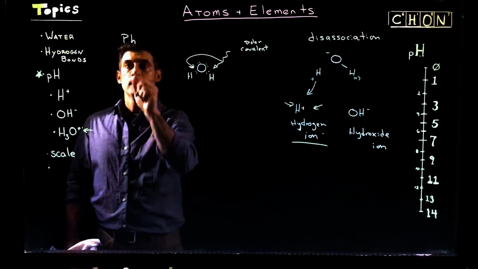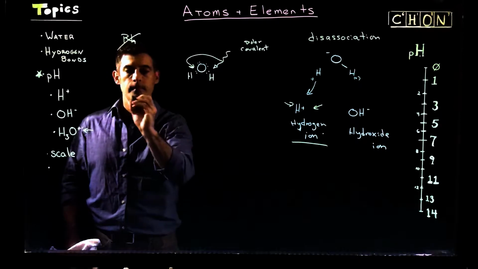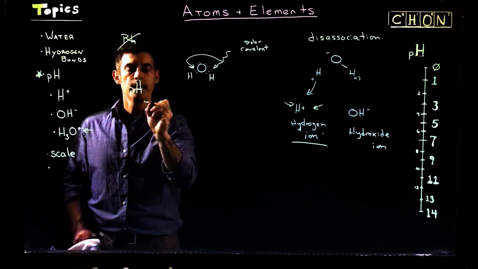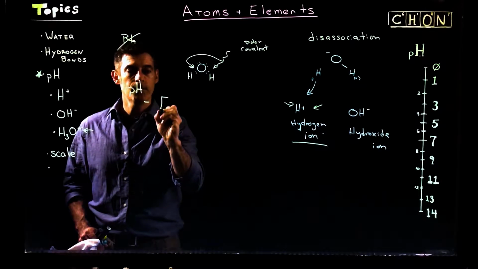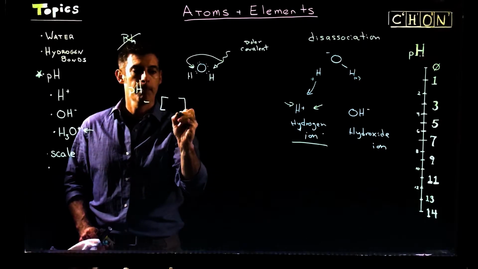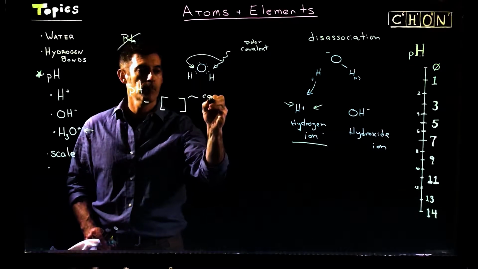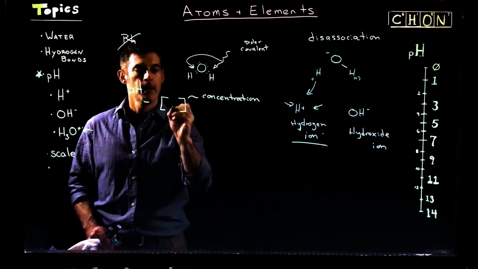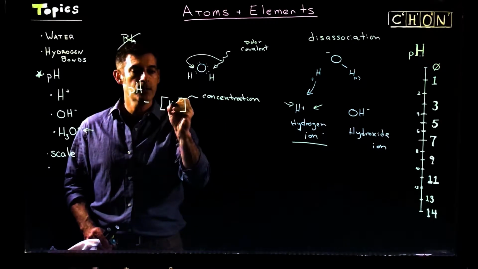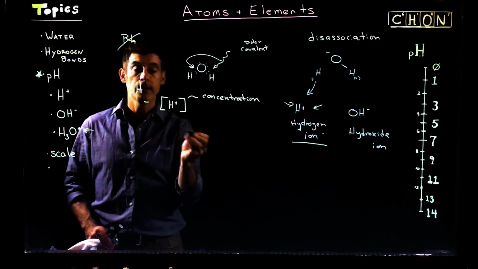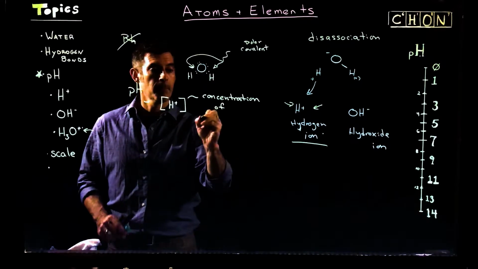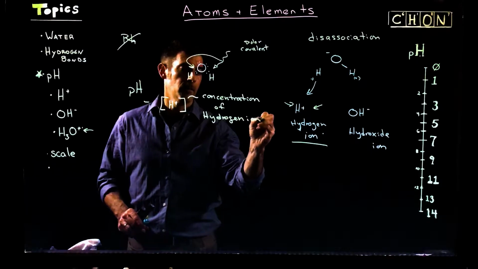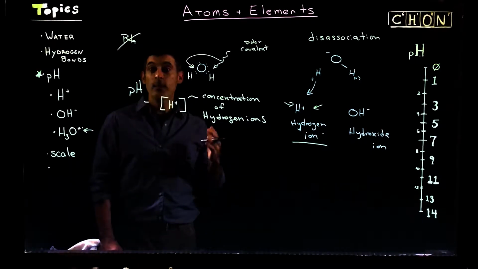So what is pH? We don't want this pH. pH with a capital H is really the concentration. Brackets like this refer to concentration. And what's it a concentration of? Well, it's a concentration of hydrogen ions. So that's how we define pH.